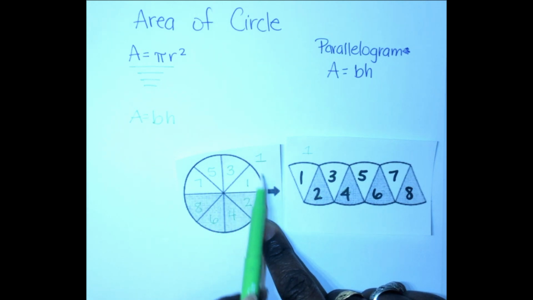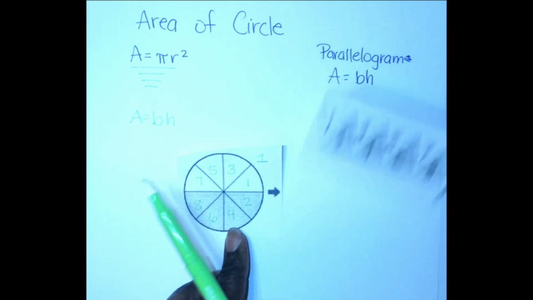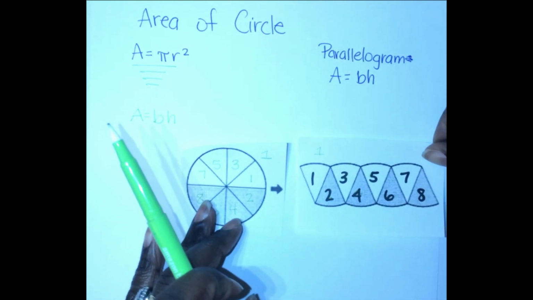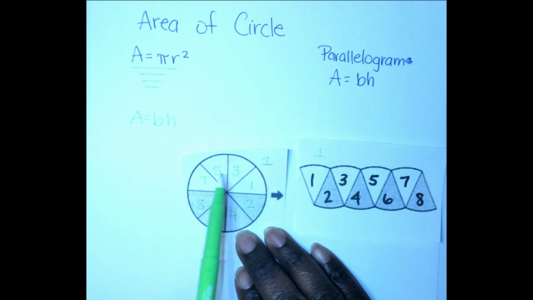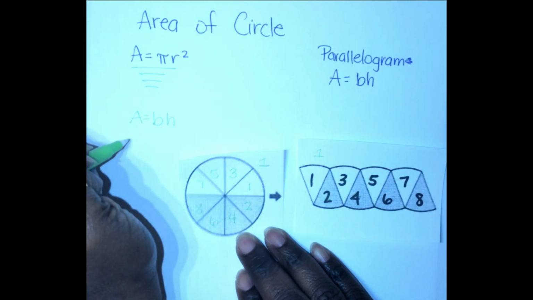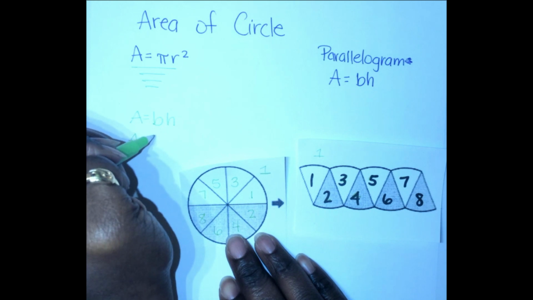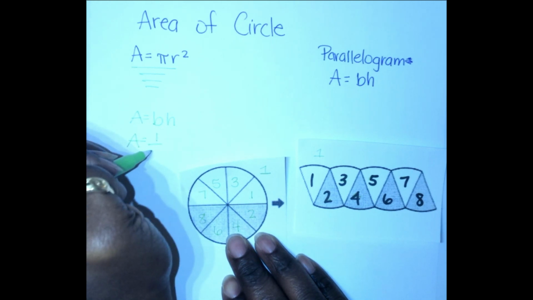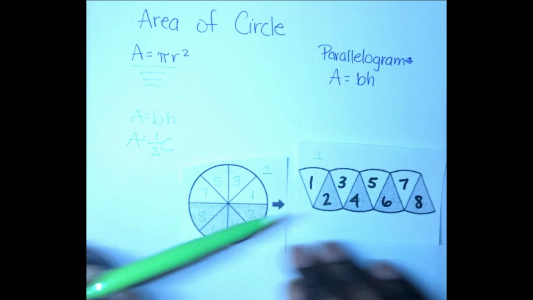So our circumference is the total distance around the circle, but it's halfway across if I was to take this and place it on top if it was smaller. Really what we have is 1, 2, 3, 4 pieces, 1, 2, 3, 4 pieces. And so that's half of your circle. So let's go and say that the area is now, instead of saying the base, we're going to say that that is equal to 1/2 of the circumference.